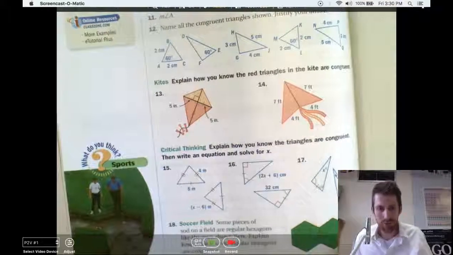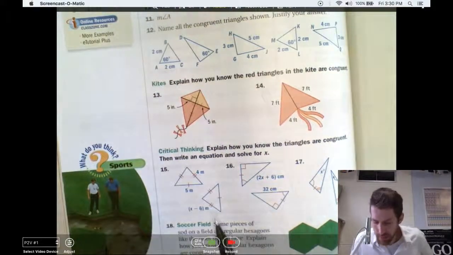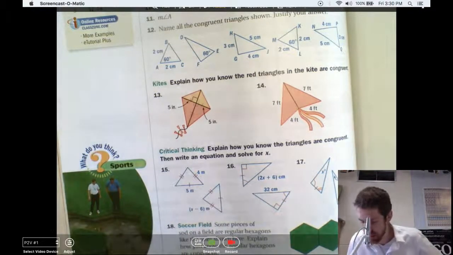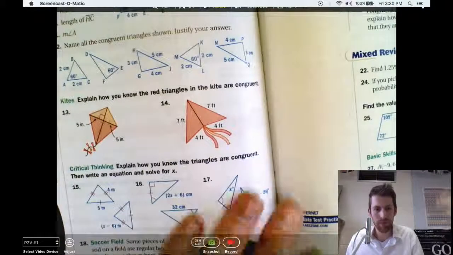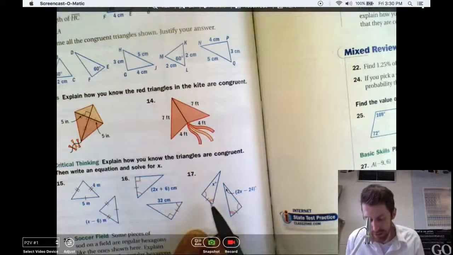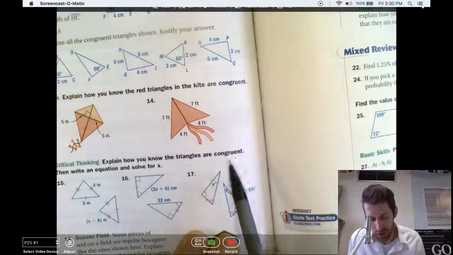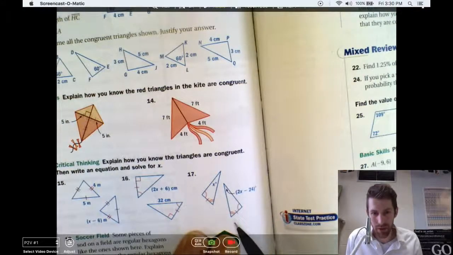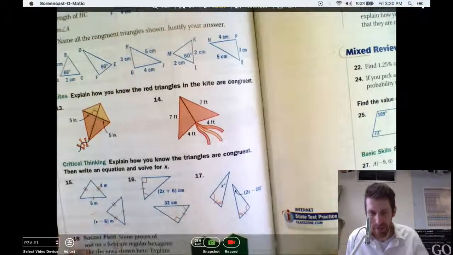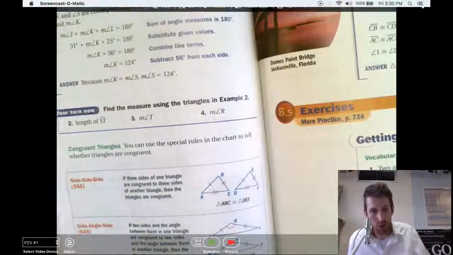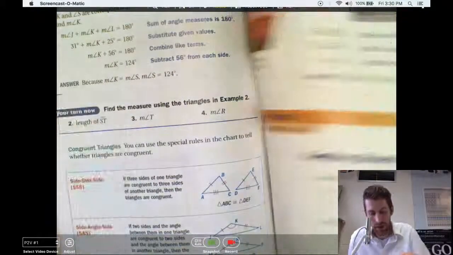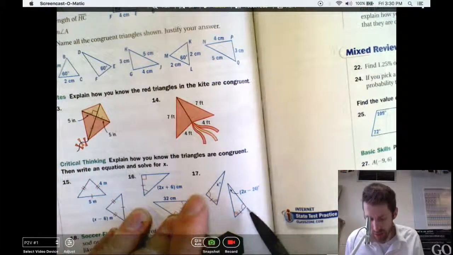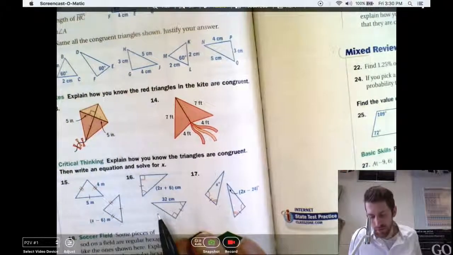Okay, so let's do maybe one more down here. Number 15. Well, that's a side, side, side. Let's do 17. Explain how you know the triangles are congruent. Then write an equation and solve for x. How do we know that these two triangles are congruent? Angle, side, angle. Is that one of the theorems? I better flip back real quick. Oh, yes it is. It's down here at the bottom. Angle, side, angle.